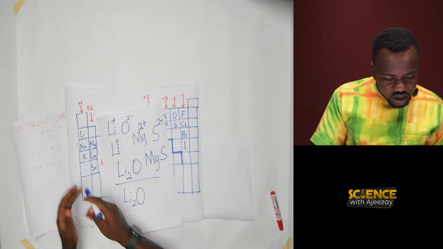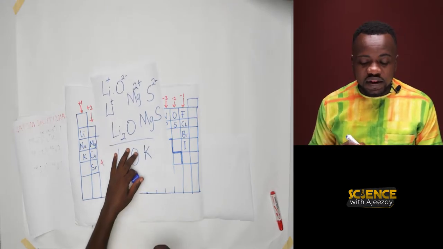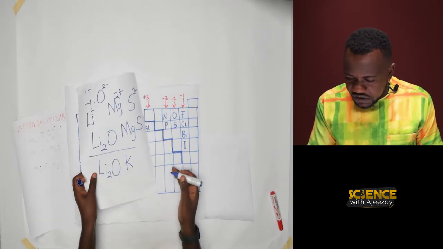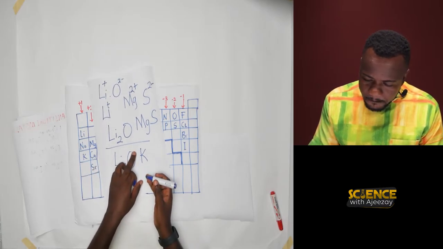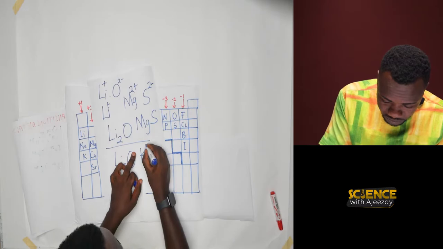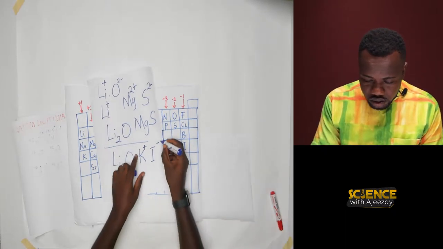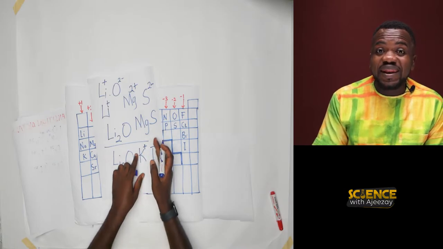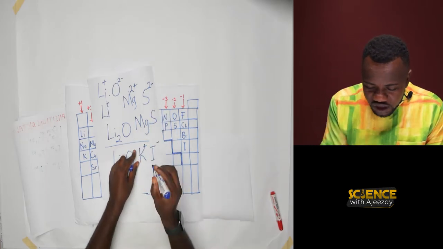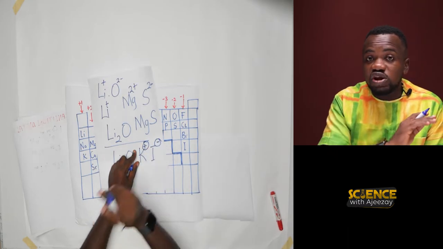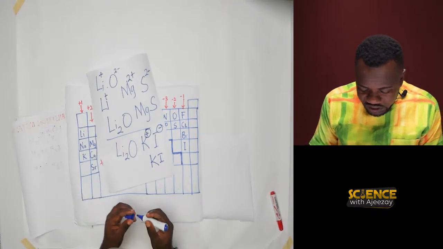Let's take another one. Let's go to group 1. Let's take potassium. Potassium is plus one, so our K. Then let's pick any element from this column, that is group 7. Let's take iodine. Potassium is plus one here, and iodine is minus one. Before they come together and form a compound, their charges have to balance. Here, this is plus one, and this is minus one. Straight away, it is zero. So this is KI. That's the formula.